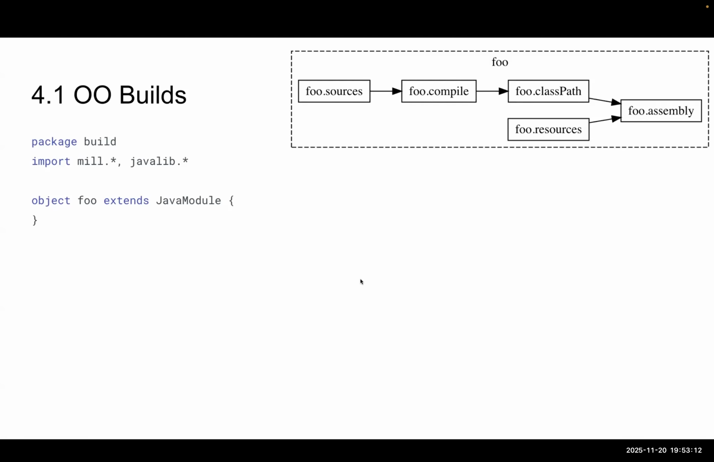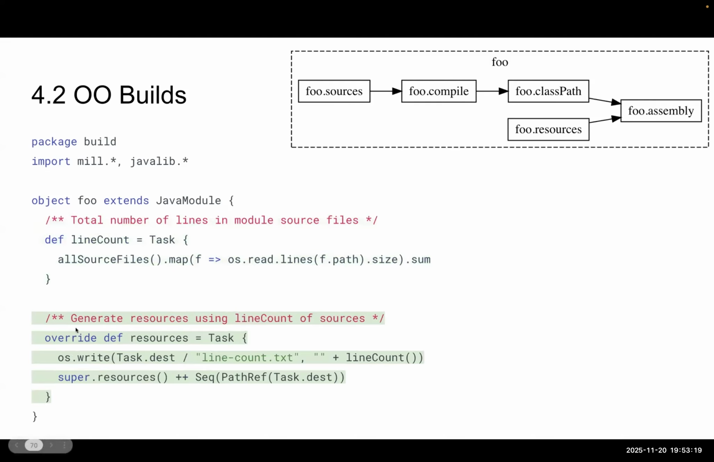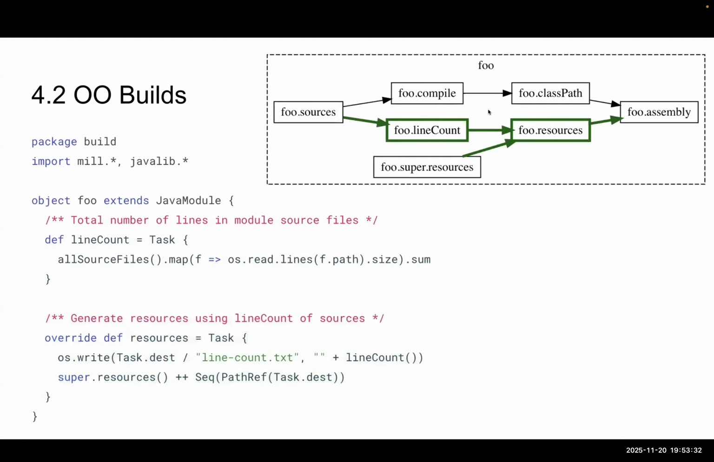And I don't need to teach you anything to say that if I say def line count calls resources or all source files and does some processing, or I say override def resources and I call line count and I call super resources and does some processing, writes to a file or something, I don't need to teach you anything about the Mill build API for you to know how this affects a build graph, because all of this is very standard OOP. I overrode resources, so assembly now uses a new one. I call super, so the super one is now used by the older one, and line count calls sources, resources call line count.